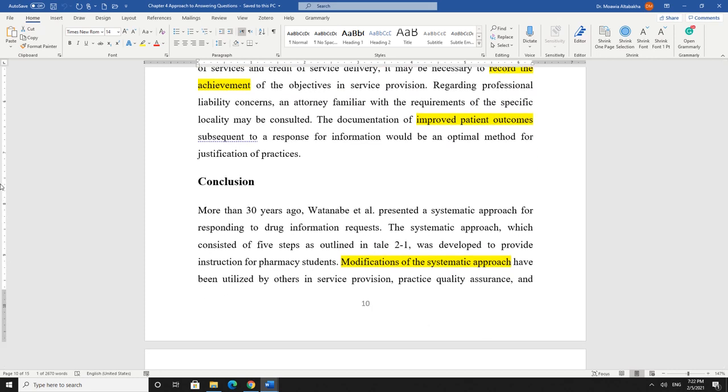In conclusion, you should be able to apply a modified systematic approach to receive questions, determine the demographics of the requester, obtain background information, determine the ultimate question, categorize the question, do the search, evaluation, and analysis and synthesis, do the response, do the follow up or follow through, and documentation. Okay.